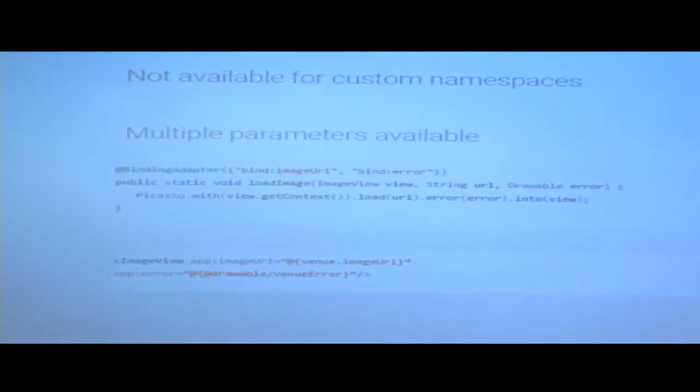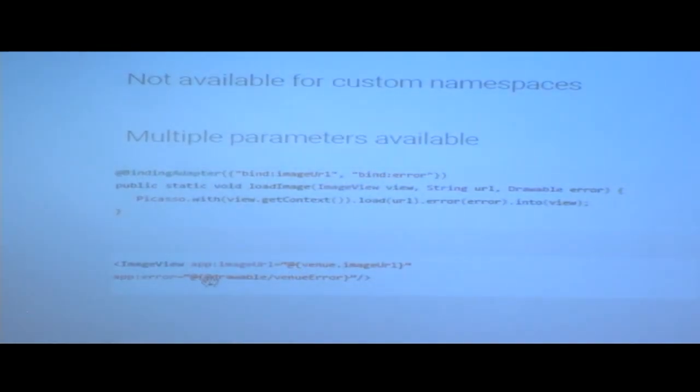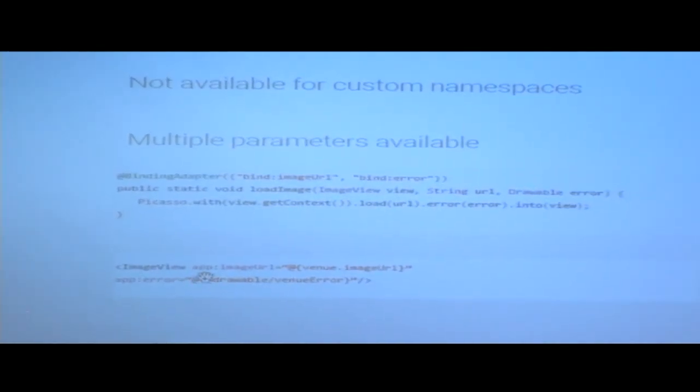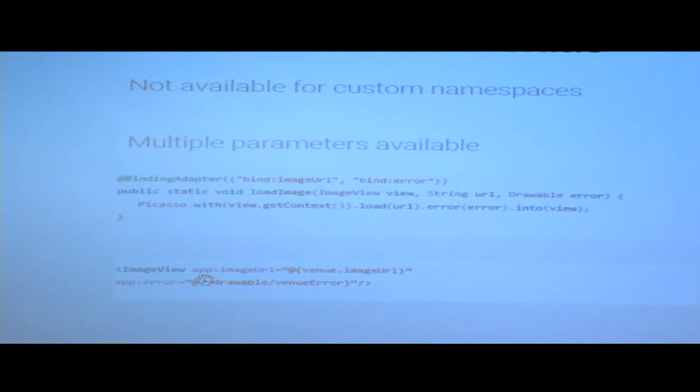This is very powerful. We can do a lot of things with this because we can have multiple parameters. For example, this is an example I copied from Google of what it's doing, it's trying to use Picasso through binding. So it says, okay, image view, this is the image URL, and this is the error. You can use, for example, also references to resources.